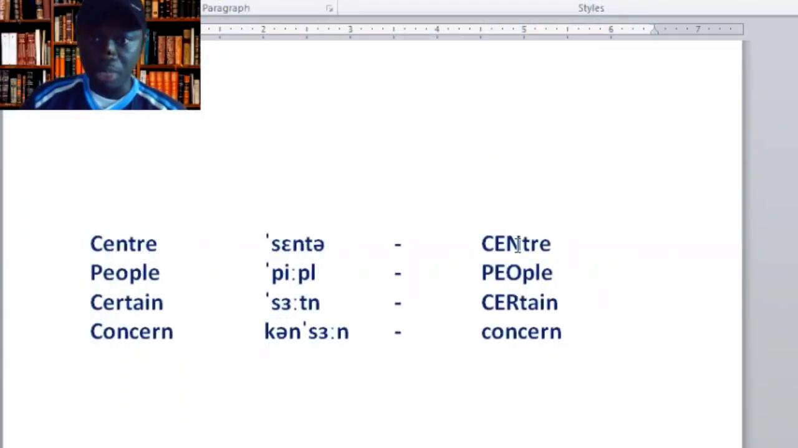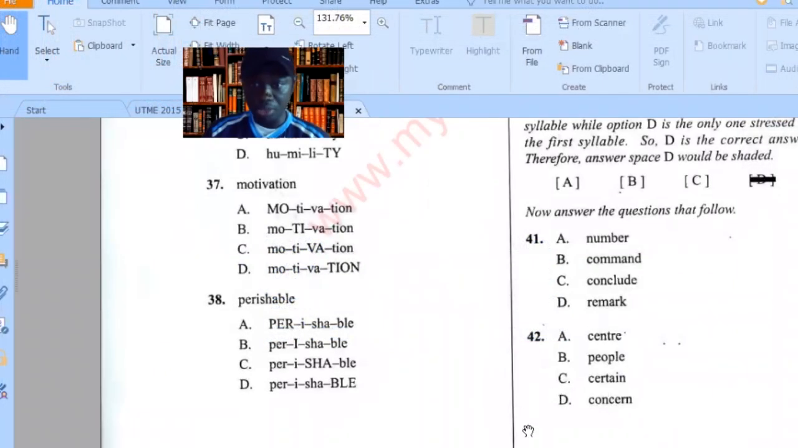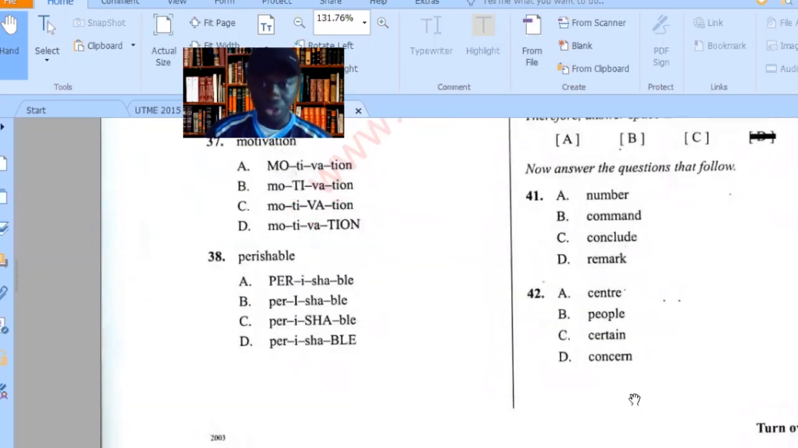Center, the stress is placed on the first syllable. People, the stress is placed on the first syllable. Setting, the stress is placed on the first syllable, but concern, the stress is placed on the second syllable. So the correct option here is concern. The correct option here is option D, concern.